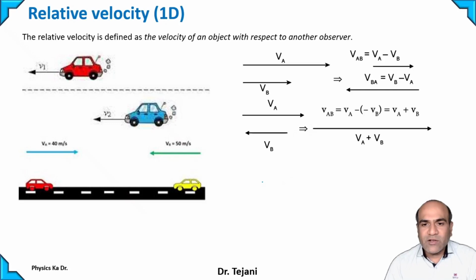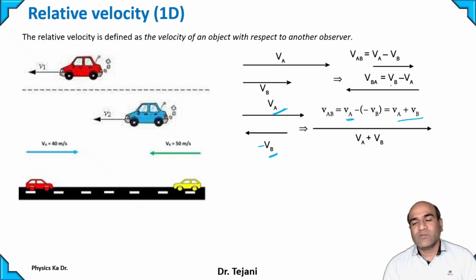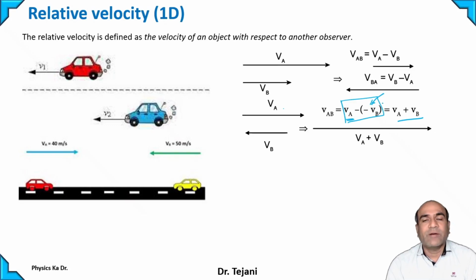Right. So when we talk about relative velocity with respect to A, it is always VA minus VB, but see here its side is opposite, that means VB is negative. So negative becomes positive and it becomes VA plus VB. So when cars are running in opposite directions, you can use this equation VA minus VB, but you need to take VB as a negative term. Right. So this is the possible option.